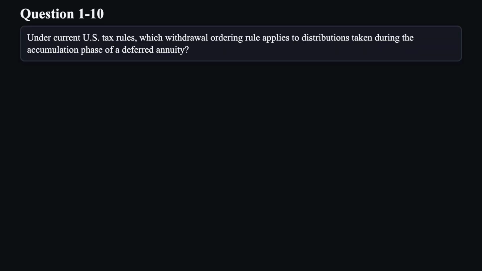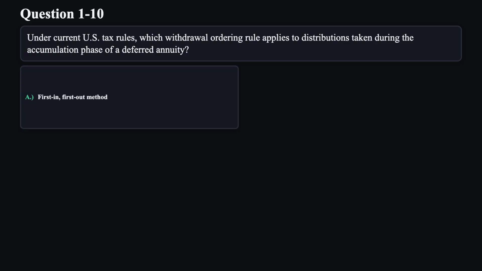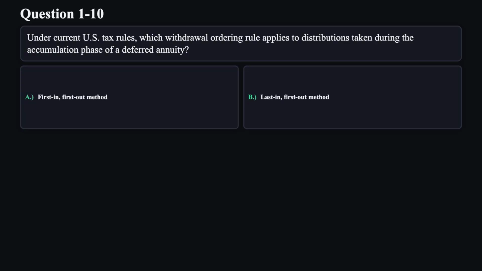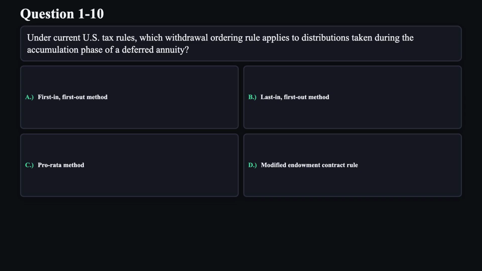Question 10. Under current U.S. tax rules, which withdrawal ordering rule applies to distributions taken during the accumulation phase of a deferred annuity? A. First in, first out method. B. Last in, first out method. C. Pro rata method. D. Modified endowment contract rule.